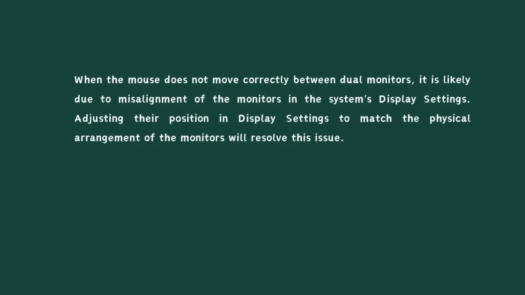When the mouse does not move correctly between dual monitors, it is likely due to misalignment of the monitors in the system's display settings. Adjusting their position in display settings to match the physical arrangement of the monitors will resolve this issue.